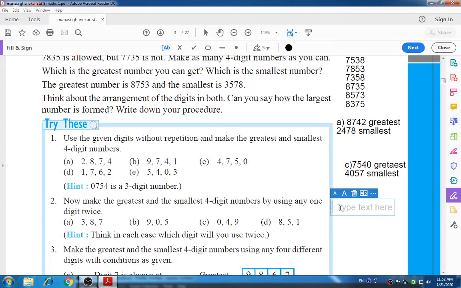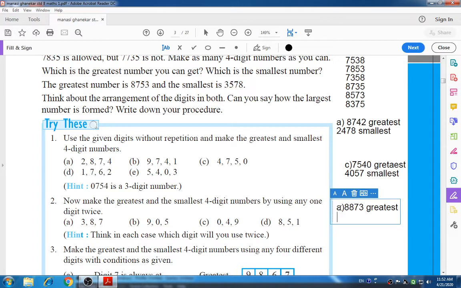You get this? Now we are going to make the greatest 4-digit numbers from 3, 8, 7. Look at here the first question, that is A. They give us 3 digits, that are 3, 8, 7, and we have to make the smallest and greatest 4-digit numbers by using any one digit twice. If we are going to make the greatest number, we have to use the greatest digit 2 times, and that is 8. That means I have to use that 8 2 times. Then I can use 7 and 3. That means 8873 is the greatest number.